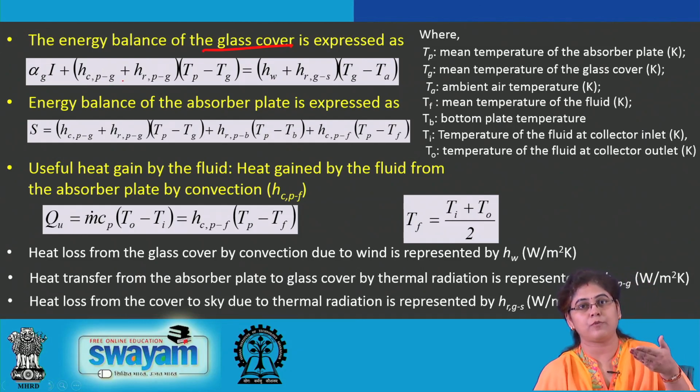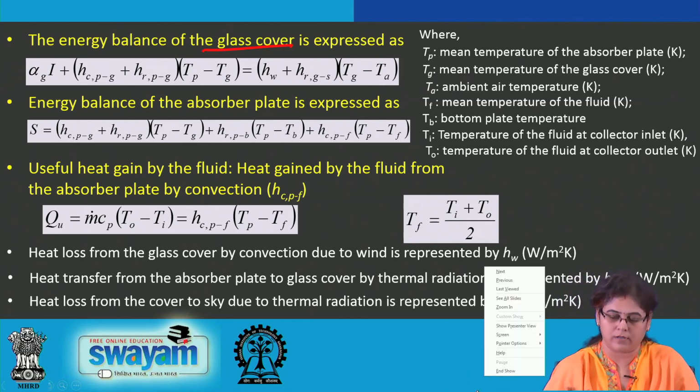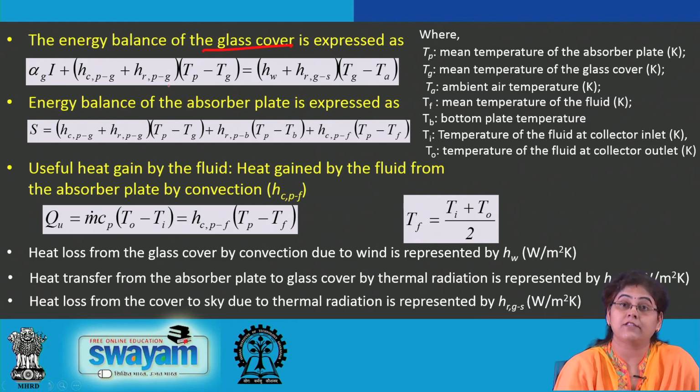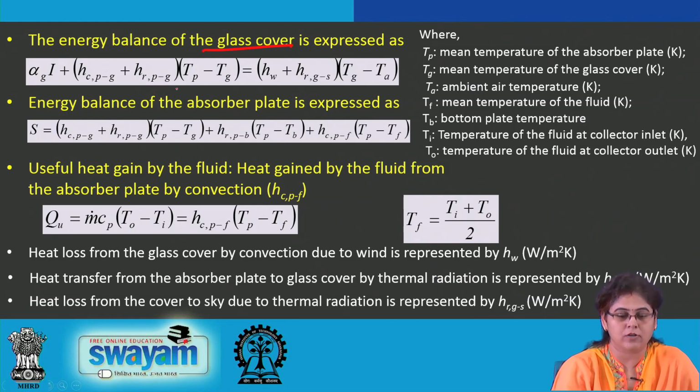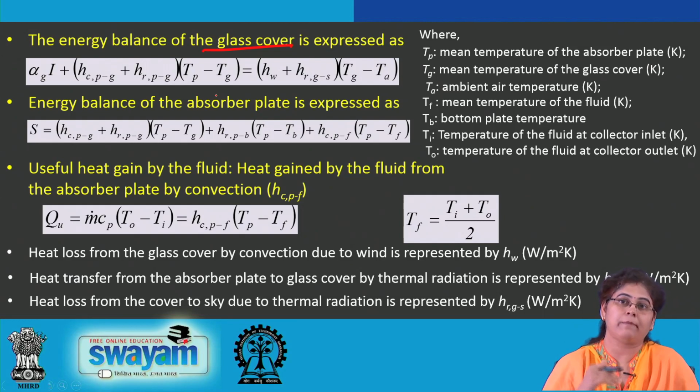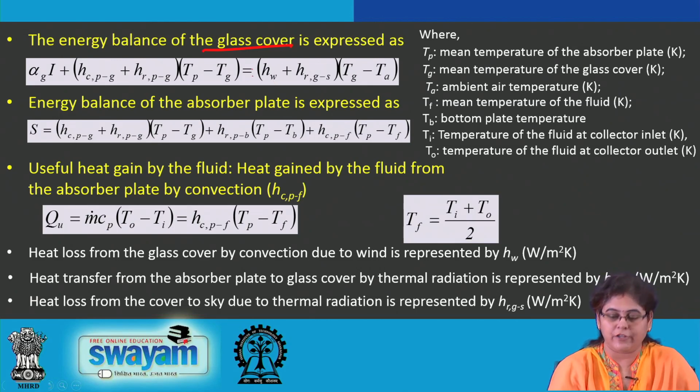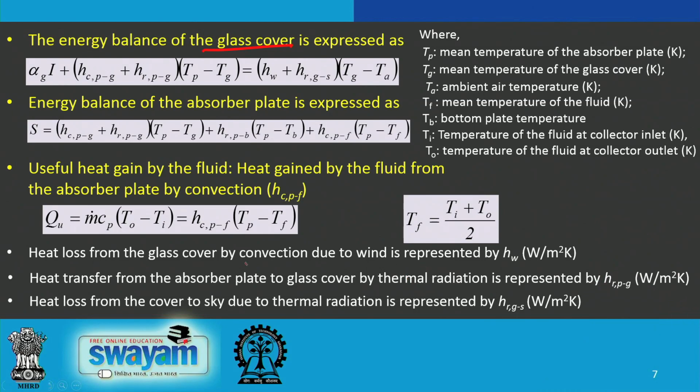So, heat loss from the absorber plate is automatically the heat gained by the glass cover. Similarly, HRPG is the radiative heat transfer coefficient from the absorber plate to the glass cover, multiplied by the temperature difference between the plate and the glass cover. That is equal to HW, the wind heat transfer coefficient, that is the outward heat loss from the cover glass to the surrounding, plus HRGS, the radiative heat transfer from the glass to the sky, multiplied by the temperature difference between the glass and the ambient air. This is the energy balance for the glass cover.